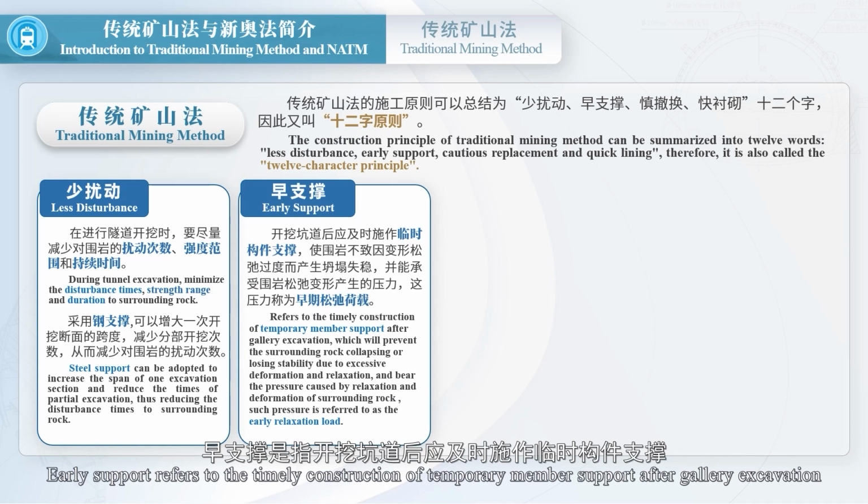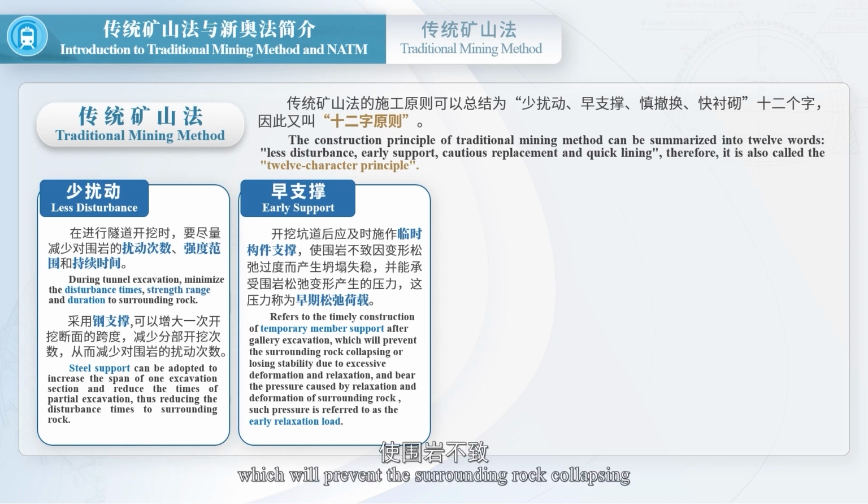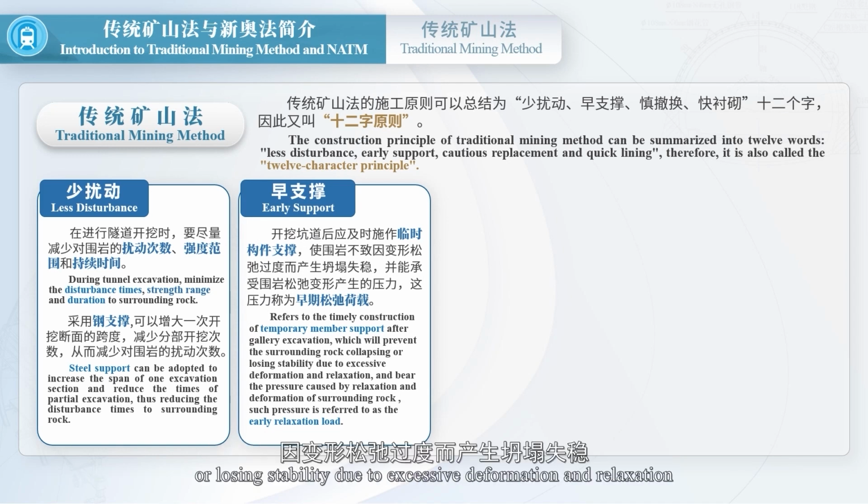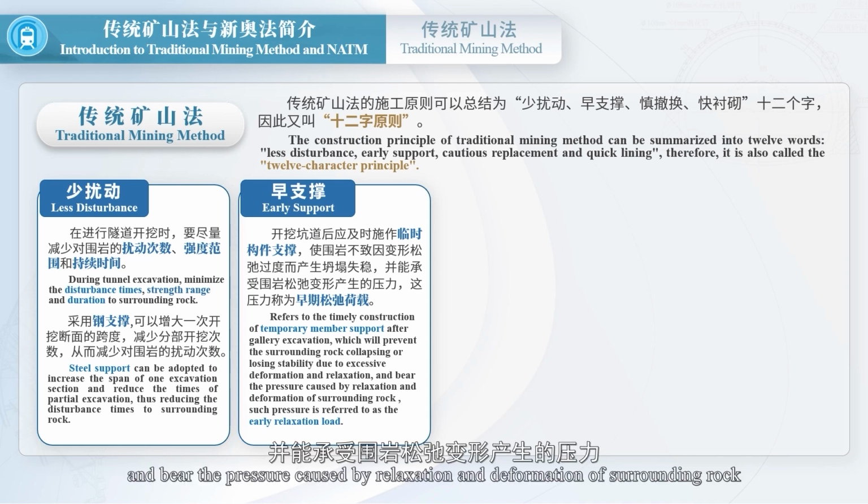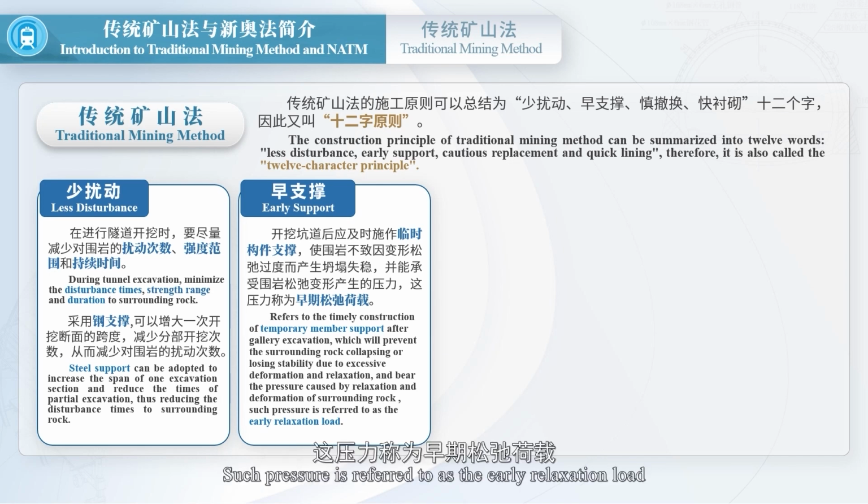Early support refers to the timely construction of temporary member support after gallery excavation, which will prevent the surrounding rock from collapsing or losing stability due to excessive deformation and relaxation, and bear the pressure caused by relaxation and deformation of surrounding rock. Such pressure is referred to as the early relaxation load.